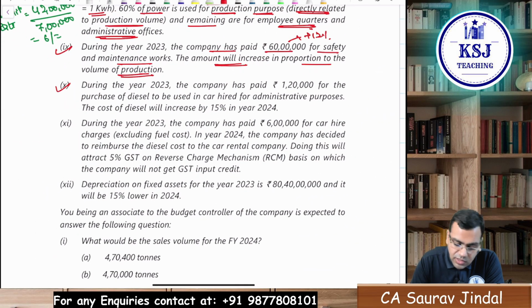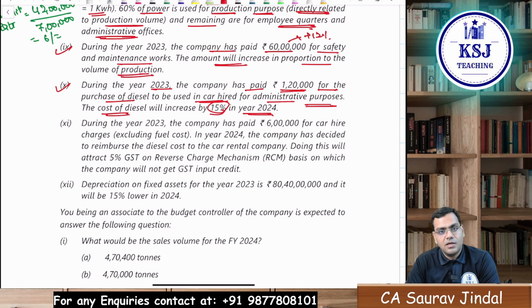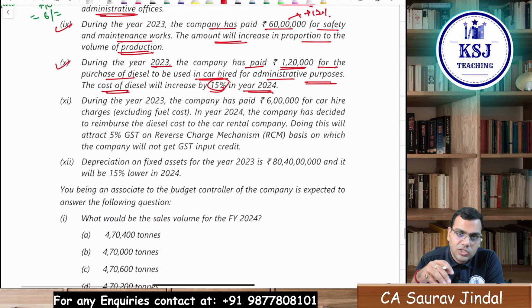During the year 2023, the company has paid 1,20,000 for the purchase of diesel to be used in the cars hired for administrative purposes. The cost of diesel will increase by 15% in the year 2024. Okay, sir. Diesel 1,20,000. It will increase by 15%. No issues. Next point also is related to the cars, so I'm going to read it.